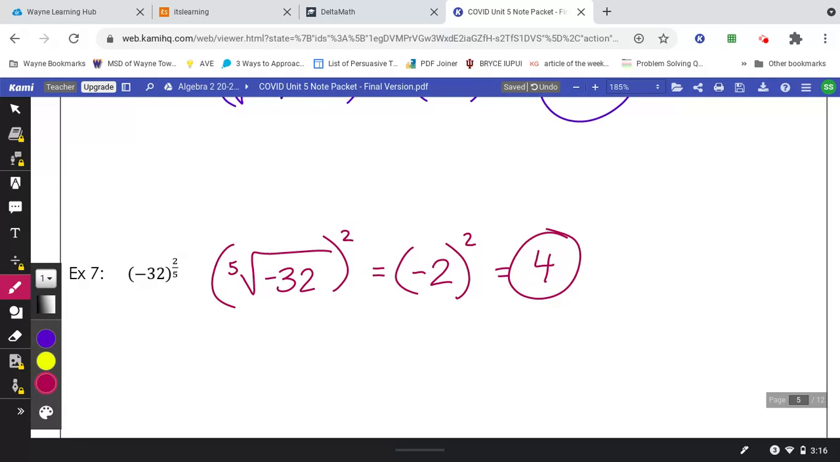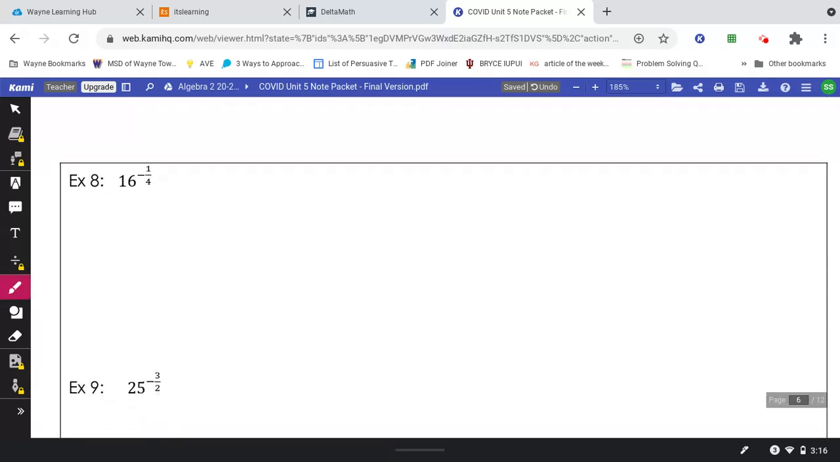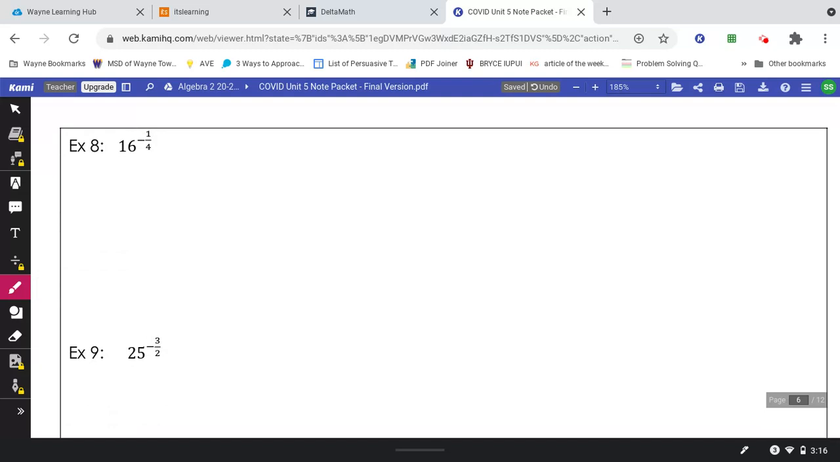Next thing we're going to move on to is exponents that are negative. So for example number 8, notice that exponent is actually a negative. So what we need to do, just like we did on example number 1 with our x's, we need to take this and write the exponent in at the bottom and make it positive. Since there's nothing at the top, we'll put a 1.